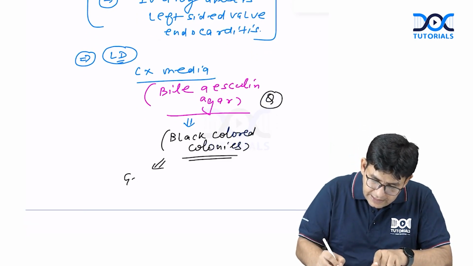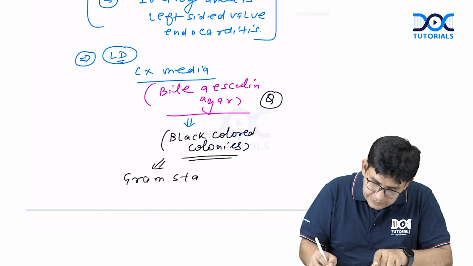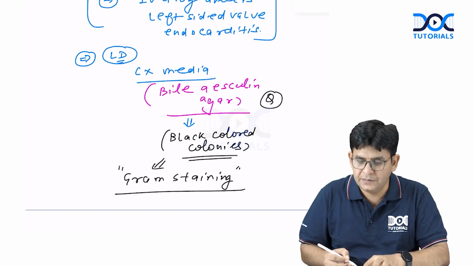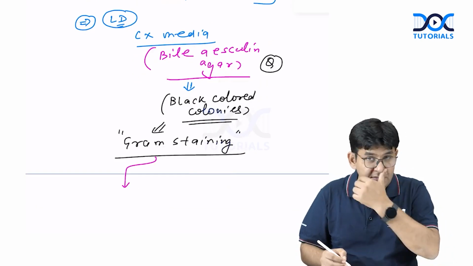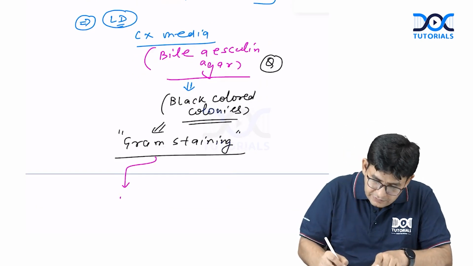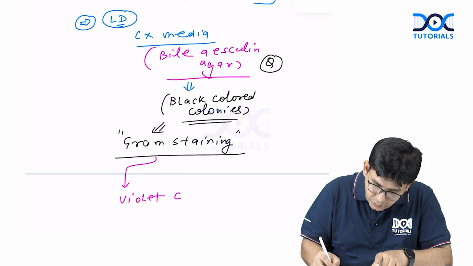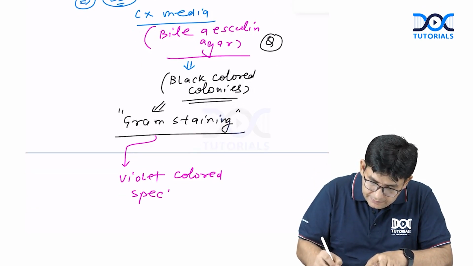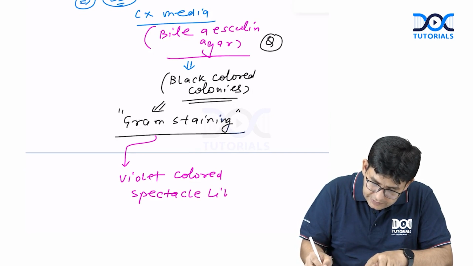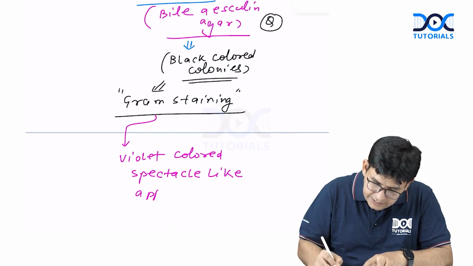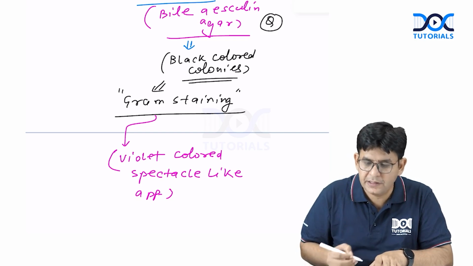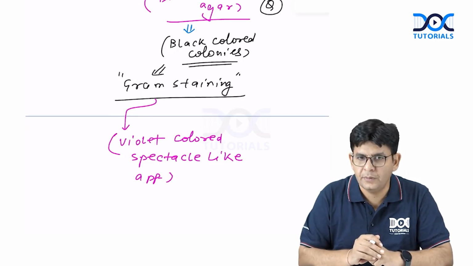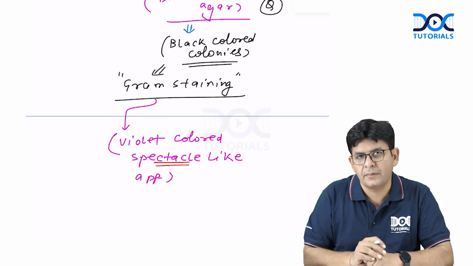And when you do the gram staining of them, it's a gram positive cocci. So it will look like which color, guys? Violet color. Violet colored, spectacle-like appearance happens to be of this particular bacteria in the gram staining. Okay, spectacle-like.